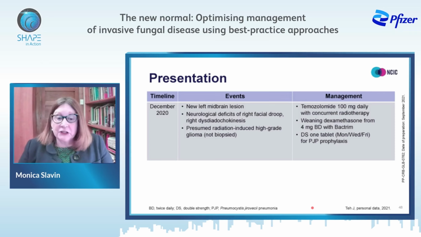On questioning, the patient did have neurological deficits, and it was presumed at this time that this was a radiation-induced high-grade glioma, and a decision was made by the oncologist to proceed directly to treatment. The patient received temozolomide with radiation therapy. At that time, the patient was also receiving some dexamethasone, so did get Bactrim prophylaxis and started on the course of radiation therapy and temozolomide.